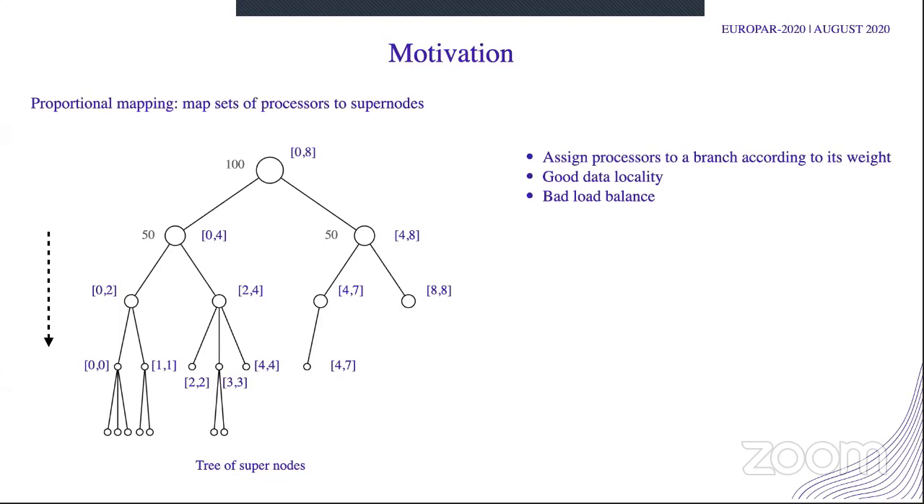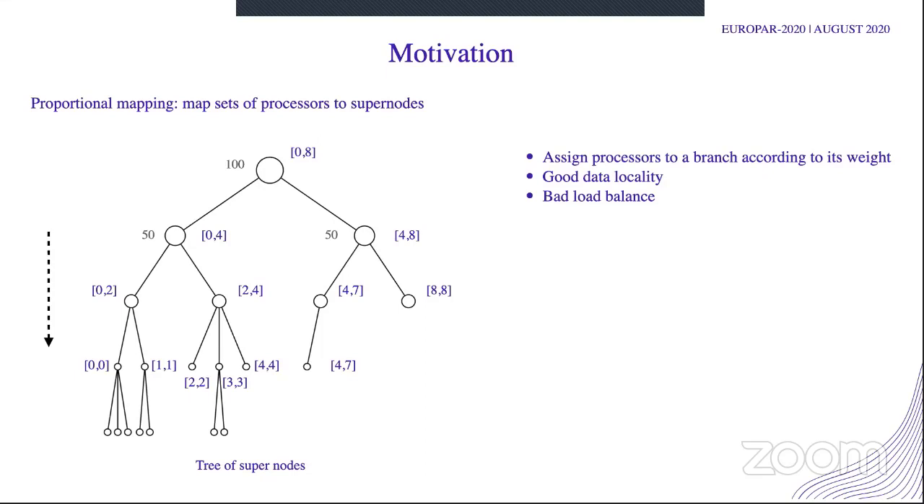At the beginning, all processors from P0 to P8 are assigned to the root node. Then half of the processors are assigned to the left branch, because its weight is exactly half of the whole tree. The same goes for the right branch. This process continues recursively until reaching the leaves, or until a processor is assigned to a whole branch.